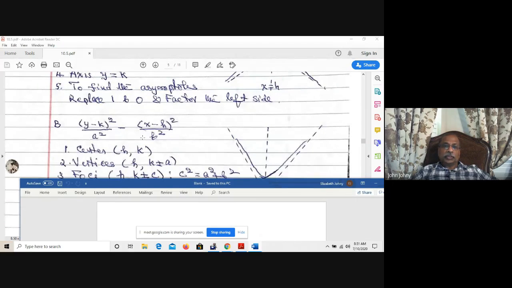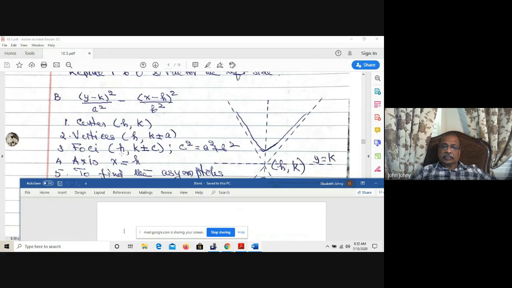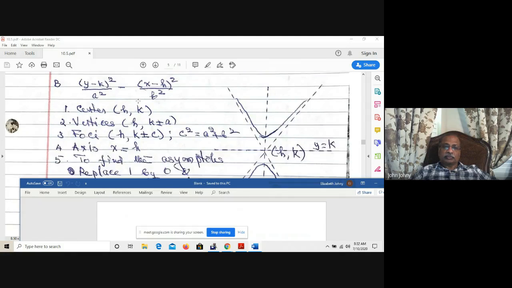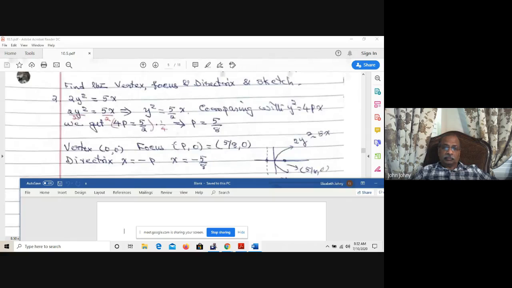Case 2, it is (y minus k) the whole square over a square minus (x minus h) the whole square over b square. So this is stretched vertically. The foci in this case are (h, k plus or minus c), because it is measured from k, so it is k plus or minus c. Okay, now we are doing problems.